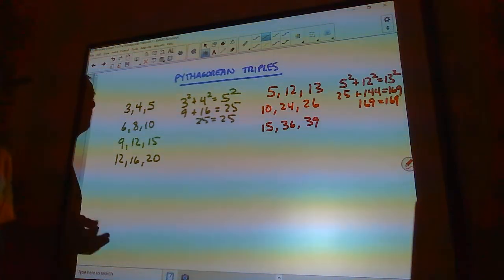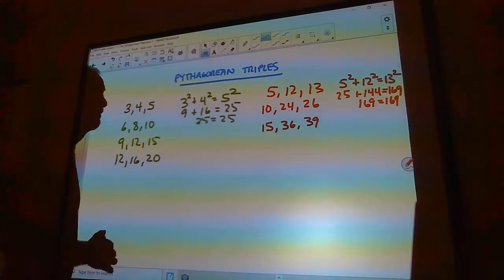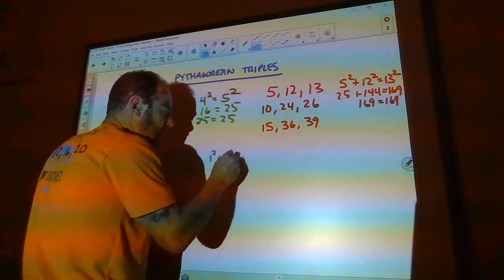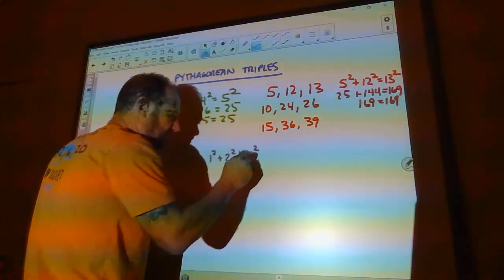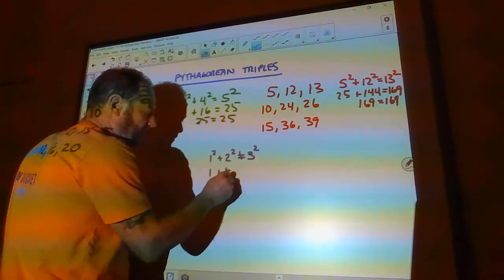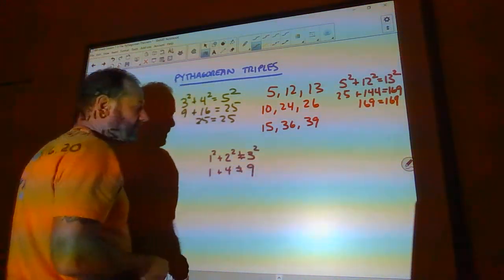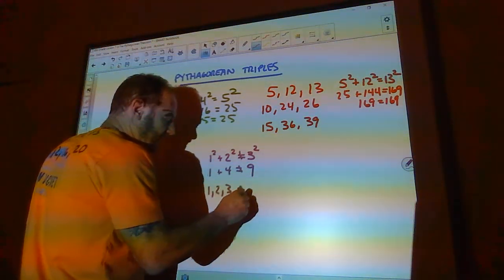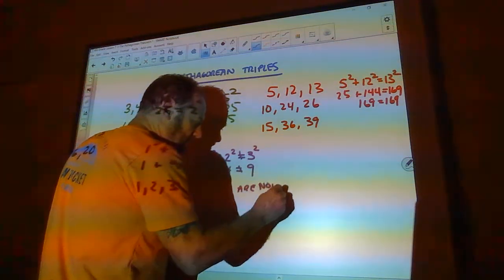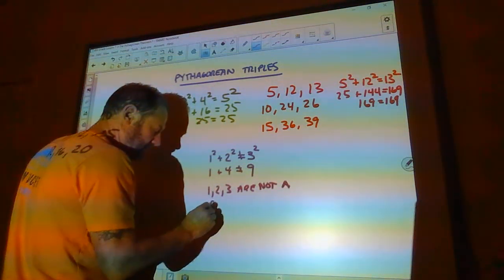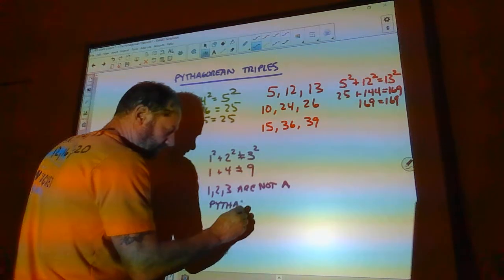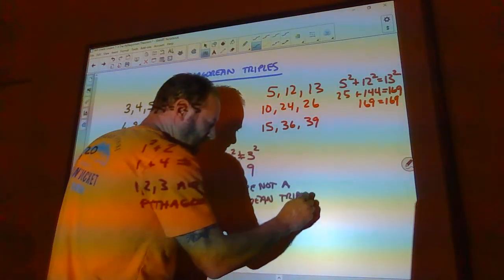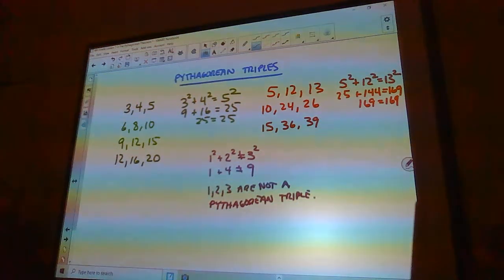Now, people always seem to think that 1, 2, and 3 are a Pythagorean triple, but they don't work. Let's look. 1 squared plus 2 squared is not equal to 3 squared. 1 plus 4 is not equal to 9. So 1, 2, and 3 are not a Pythagorean triple. Okay, so they can be very helpful at times.